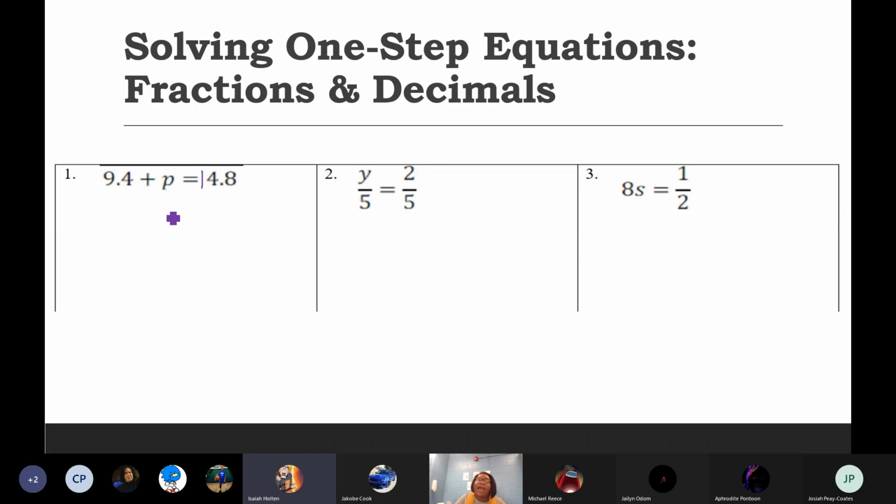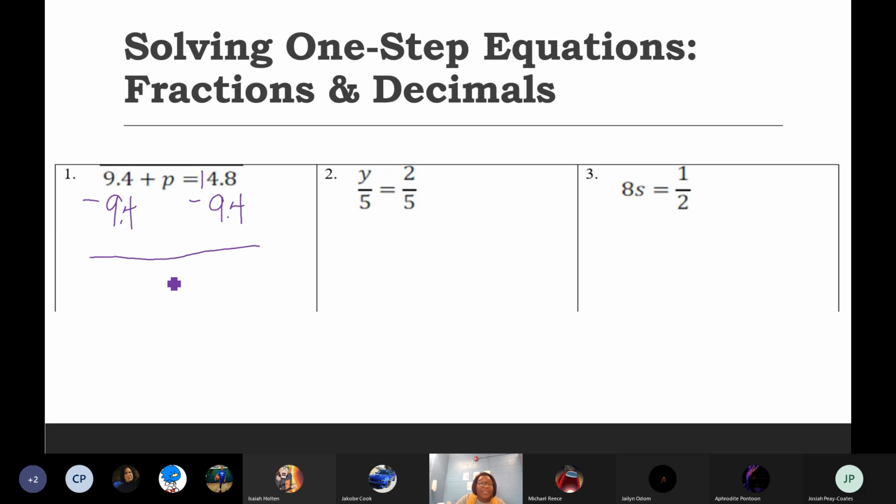Let's see how we do with that. The first thing we'll need to do here is we want to isolate our variable, or in other words, get our variable by itself. So if 9.4 is being added here, we must subtract 9.4 to get our P alone. We want to remember whatever we do on the left side of our equation, we also have to do on the right side of our equation.